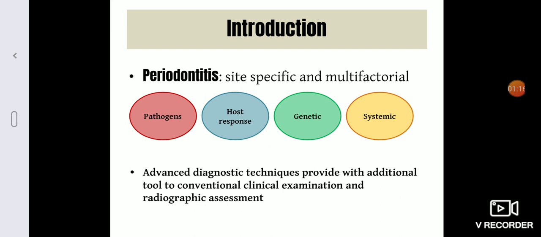Now, in order to identify the disease before it assumes a severe state, we should also include the microbiologic, immunologic, systemic, genetic, and behavioral factors in addition to the traditional methods of clinical diagnosis and radiographic parameters while assessing the patient's periodontal status. Now, advanced diagnostic techniques provide an additional tool to conventional clinical examination and radiographic assessment. Considerable advances have been made in the use of these parameters, and these advances will be discussed in this class.